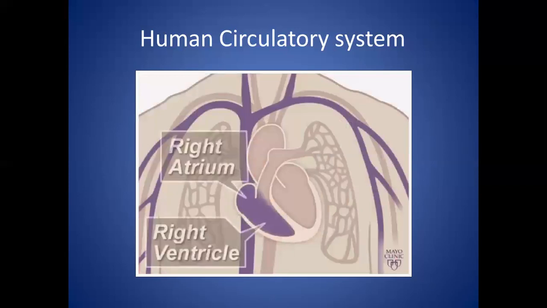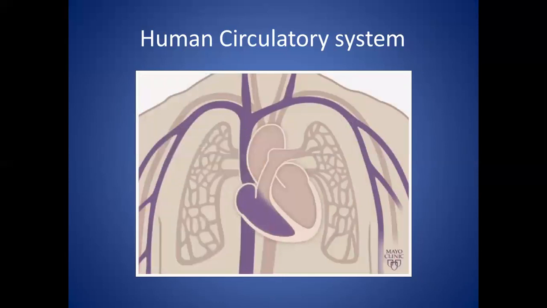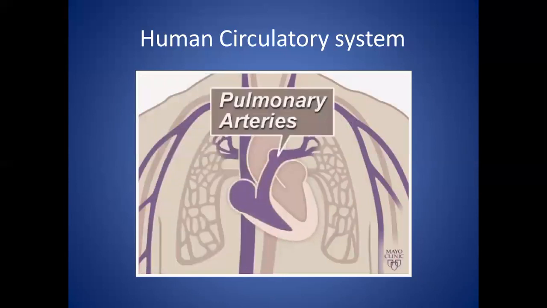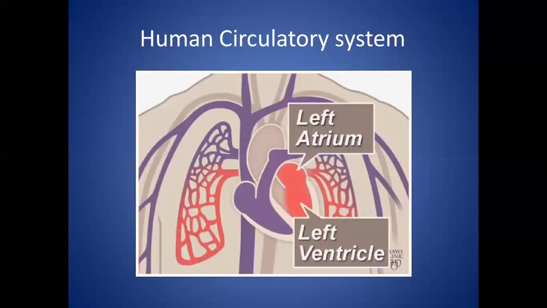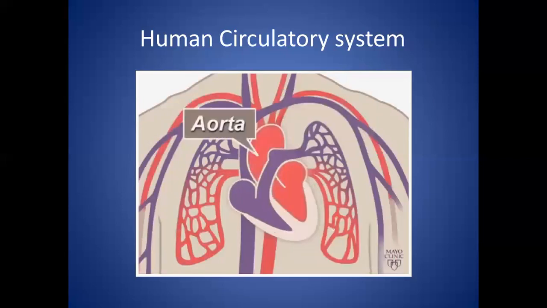The right side of the heart, composed of the right atrium and ventricle, collects and pumps the blood to the lungs through the pulmonary arteries. The lungs refresh the blood with a new supply of oxygen, making it turn red. Oxygen-rich blood, red blood, then enters the left side of the heart, composed of the left atrium and ventricle, and is pumped through the aorta to the body to supply tissues with oxygen.